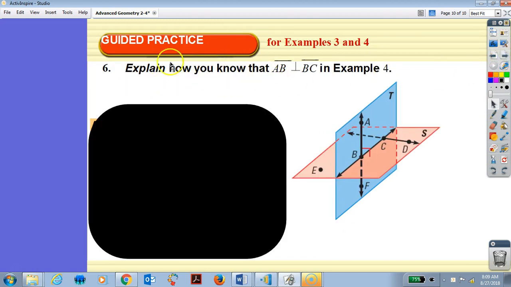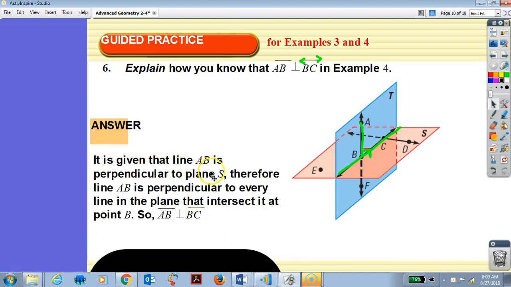Explain how you know, see I like this wording better. Explain how you know that segment AB is perpendicular to line BC. This has the little marks, it's hard to see. All right, so AB is perpendicular to line BC. How do you know? See the little mark? It is given that line AB is perpendicular to plane S, therefore line AB is perpendicular to every line in the plane that intersects it at point B. So, line AB is perpendicular to line BC. Make sense?